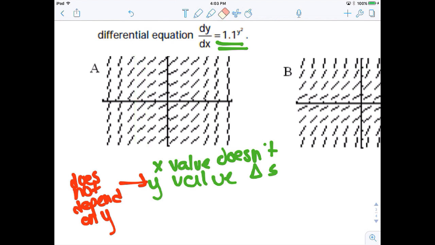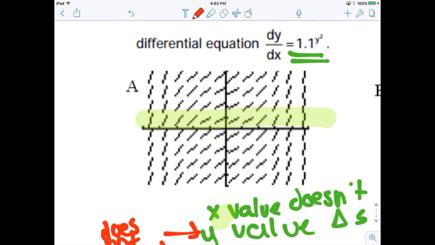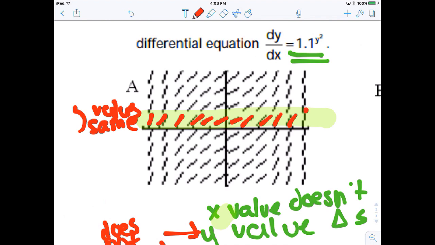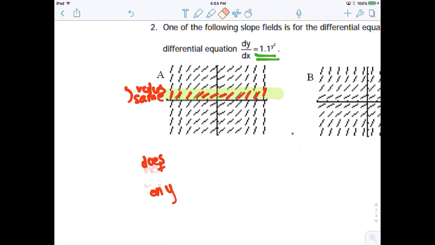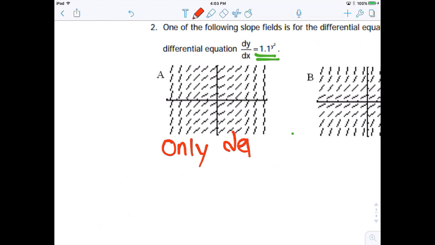So then you can look at it going the other way, right? Which would be to go this way. And so notice that even though along this, your y values are all the same, your slopes are still changing, which tells me again that this depends on x, because as the x values change, the slopes change. So this one here is only dependent on x. This one only depends on x values.